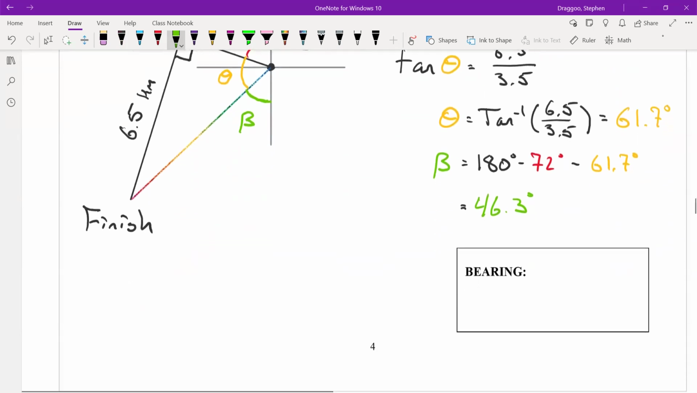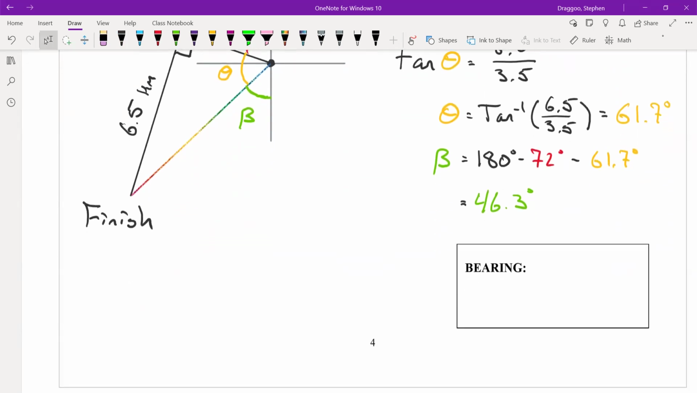So the last step is to just put that thing into a bearing format. Looking back at my diagram, if I go from my start line to my finish line, I'm headed southwest. So my bearing should be southwest, or 46.3 degrees west of south. Right, the correct format is to just put the bearing angle in the middle of our cardinal directions. We're going southwest, we just put 46.3 in the middle of southwest.